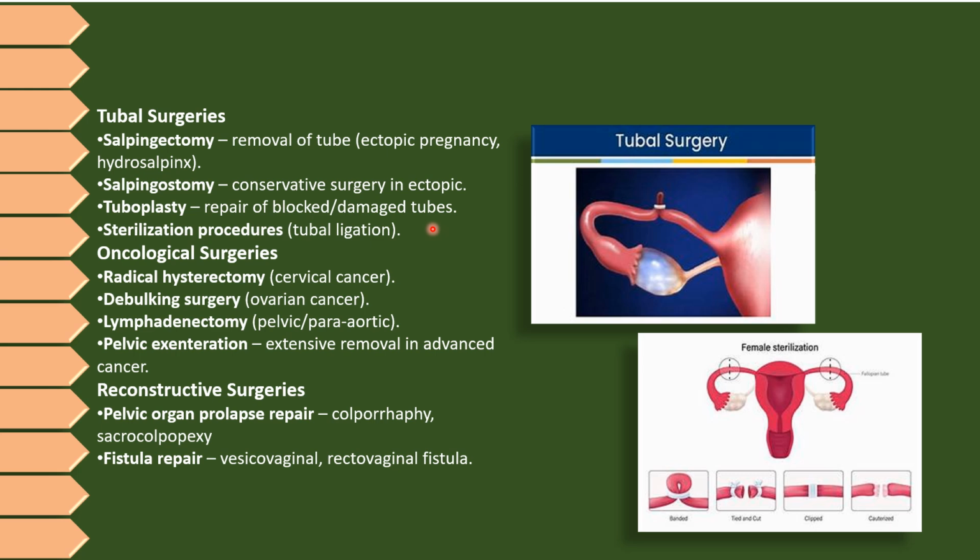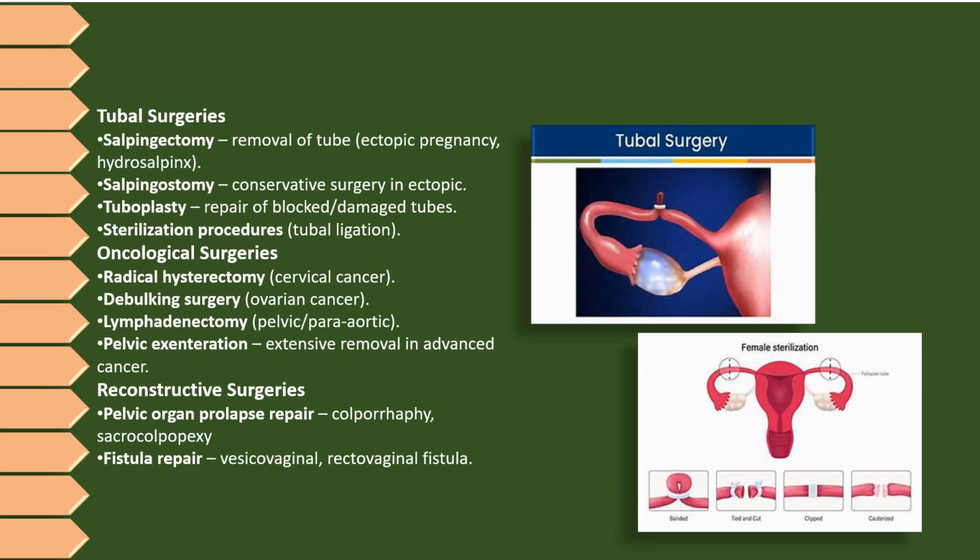For patients with a blocked or damaged tube, tuboplasty is performed as an option to restore patency and improve fertility. Additionally, tubal ligation is also carried out as a permanent sterilization procedure. Let's move on to the oncological surgeries. Radical hysterectomy has to be performed for cervical cancer.